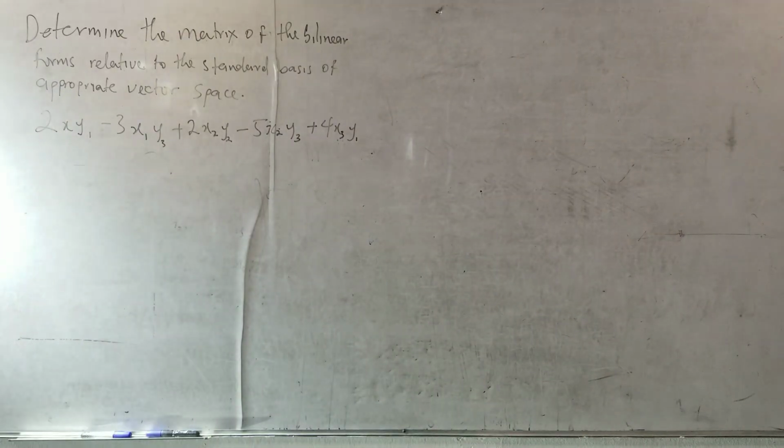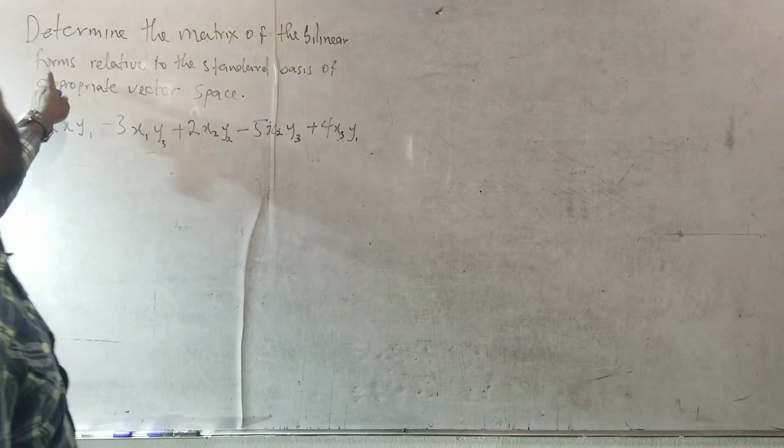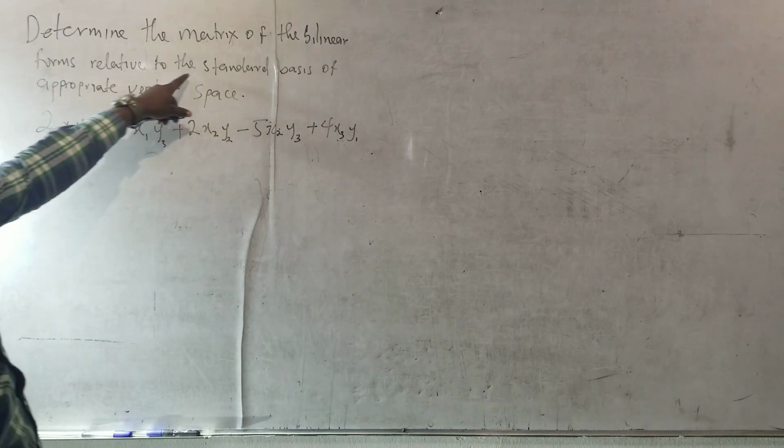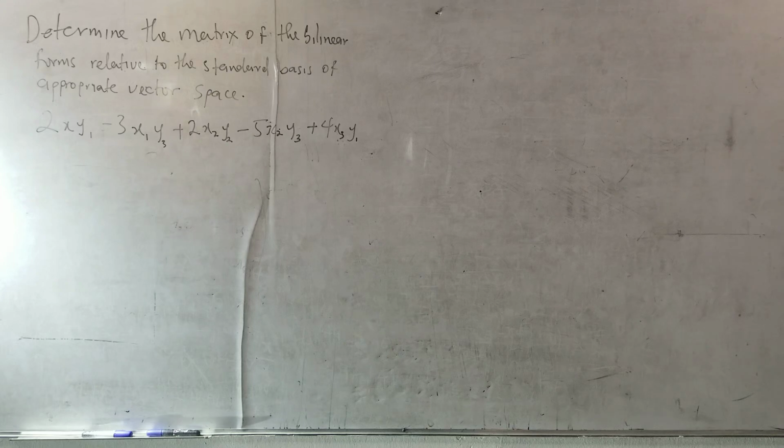See this problem, we want to work on it. Let's see how it will go. Determine the matrix of the bilinear form relative to the standard basis of the appropriate vector space.